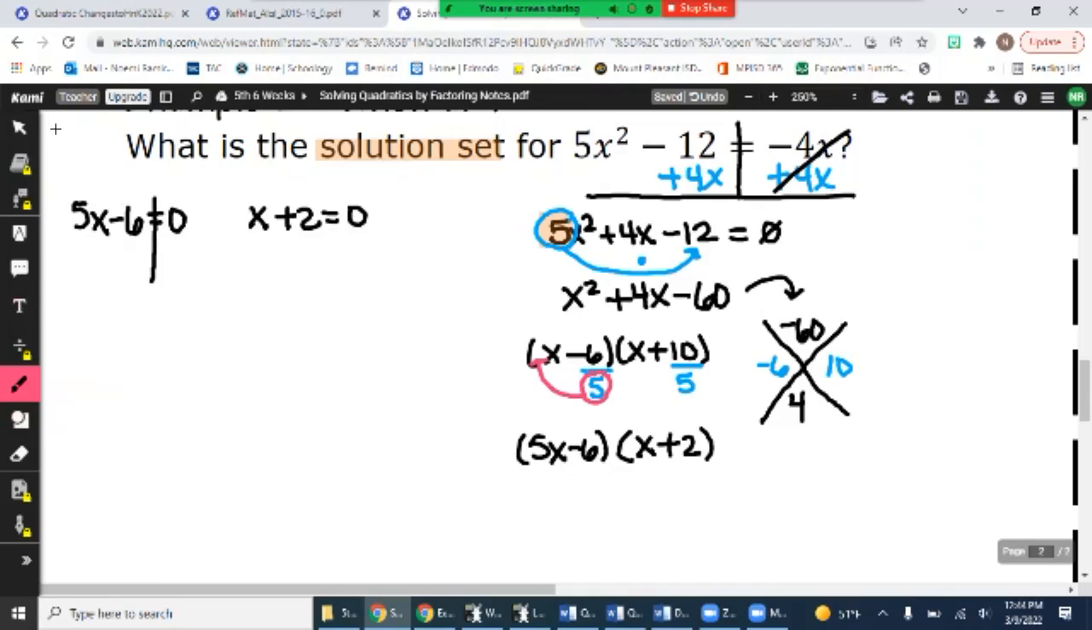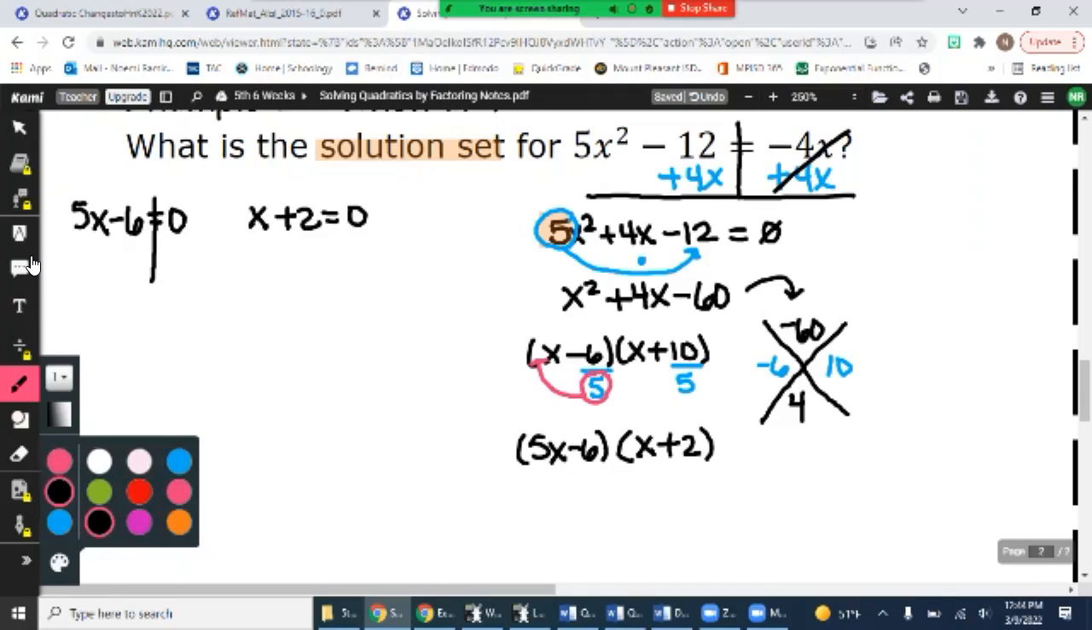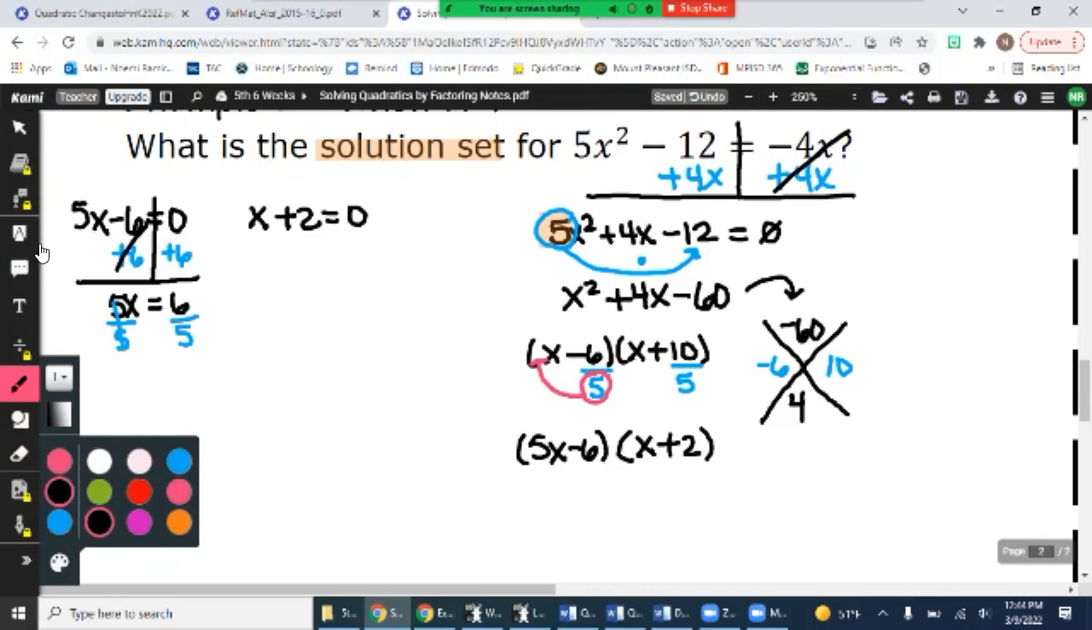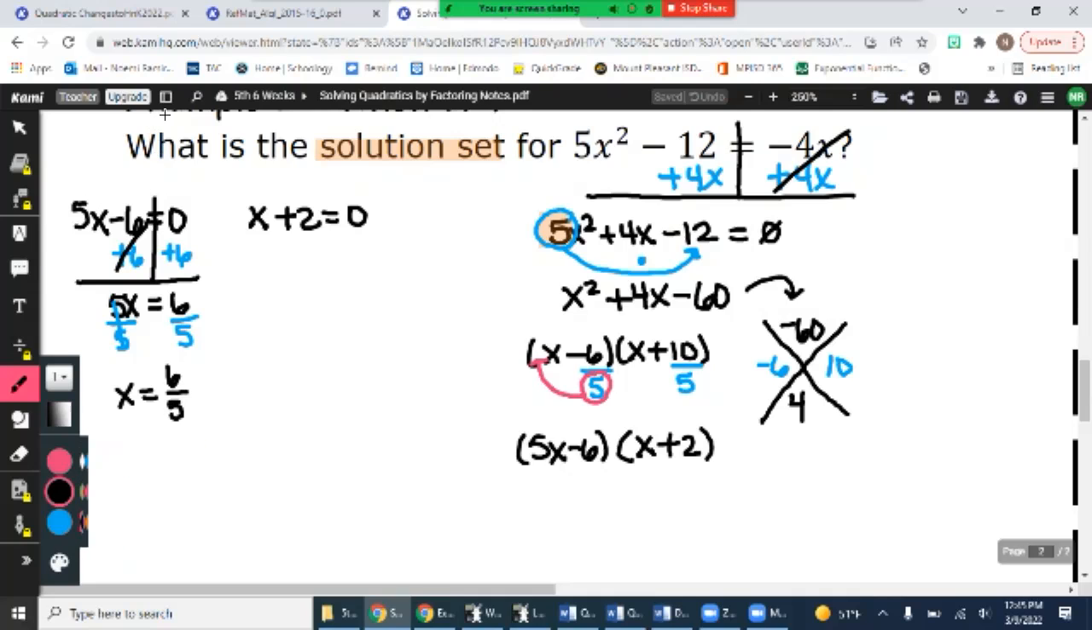All right, what's the first step? This one is a 2-step because we actually have a coefficient here. Add 6. Okay. 6's cancel out, bring down 5x. And what's the last step? Divide by 5. So we get x equals positive 6 over 5. What about the next one? 1 step. Minus 2. The 2's cancel out. We get x equals negative 2. All right, see.